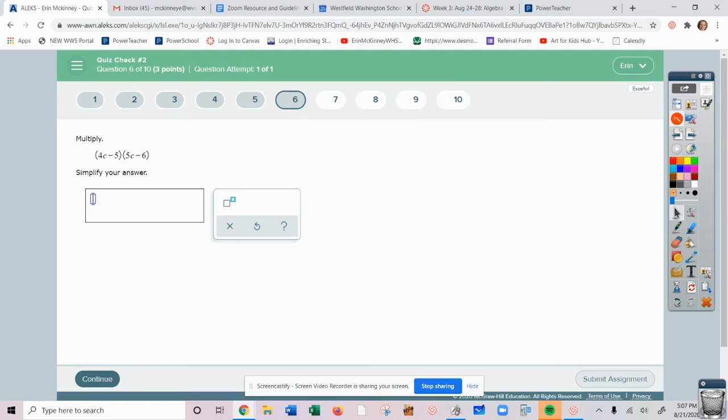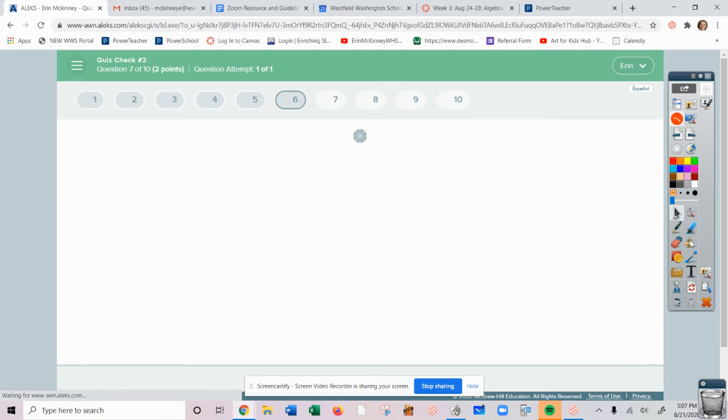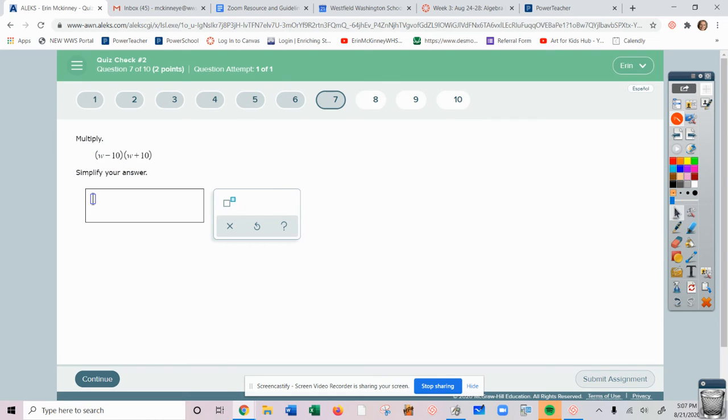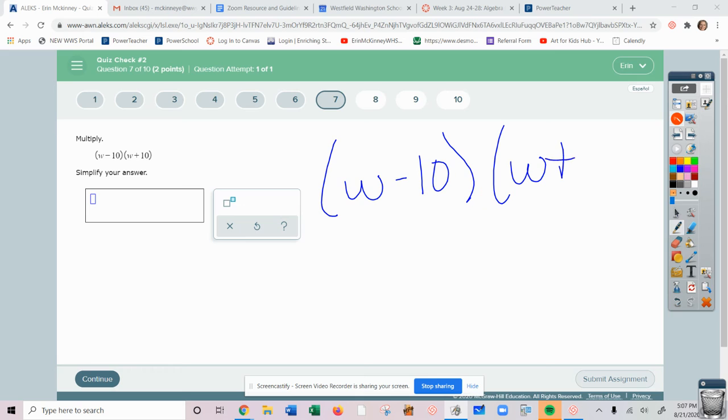Number 6 is the exact same process, right? We're just going to have larger numbers, since those variables both have numbers in front of them, but it's the exact same idea as the last problem we looked at. 7 is the same idea, but this is where we have the interesting case when we combine like terms, right?